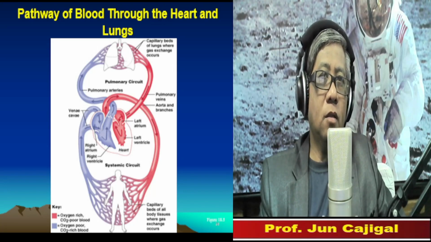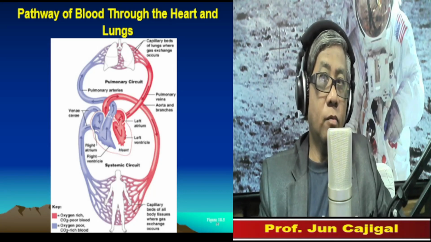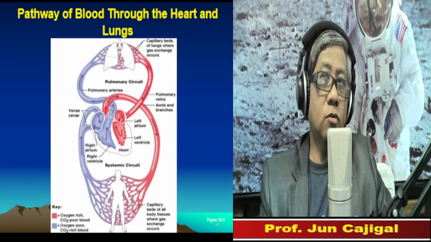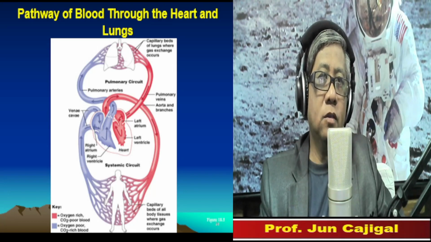Now let's zoom in on the pulmonary circulation of the blood. So we begin at the right atrium. The right atrium receives the deoxygenated blood from the body tissues via the superior and inferior vena cava. From the right atrium, the blood enters the right ventricle via the tricuspid valve. So the tricuspid valve opens, allowing the deoxygenated blood to enter the right ventricle.